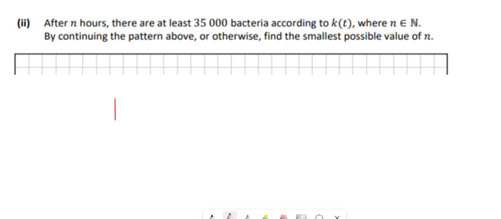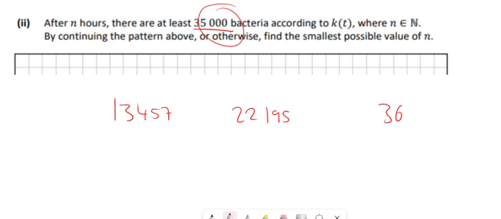I'm getting 13,457, and I'm rounding that off. Then if I put a 4 in, I'm getting 22,195. So I'm trying to get the one that's just above 35,000. So we haven't got there yet. So now I'm putting in a 5. And that gives me 36,605. And I'm rounding that off as well, but it doesn't matter. So that was when I put a 3 in, that's when I put a 4 in, and that's when I put a 5 in. So 5 is the answer.